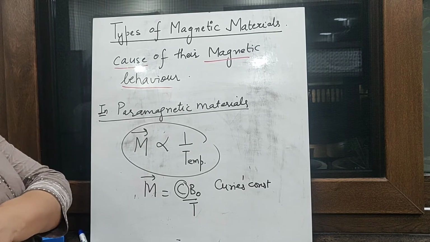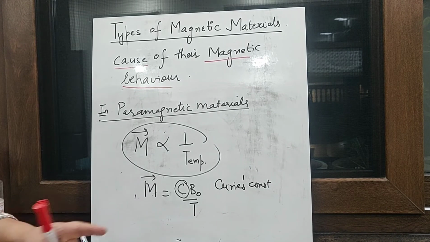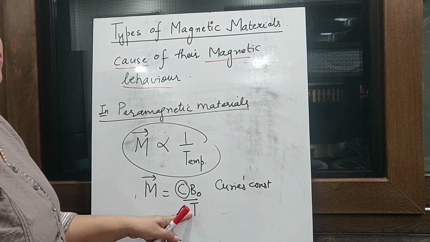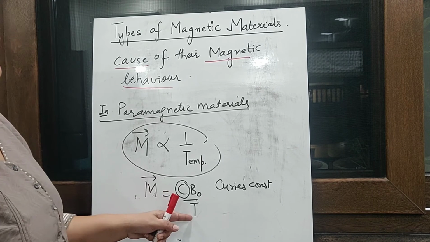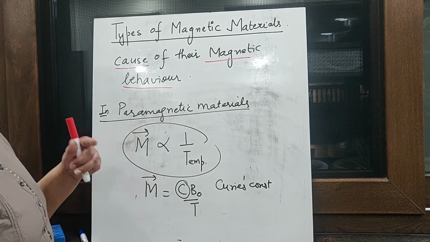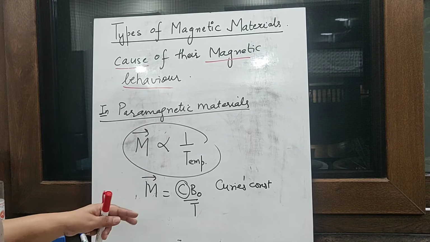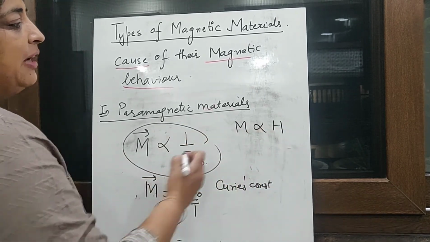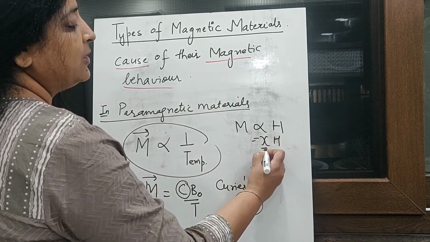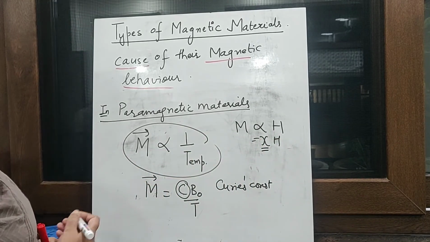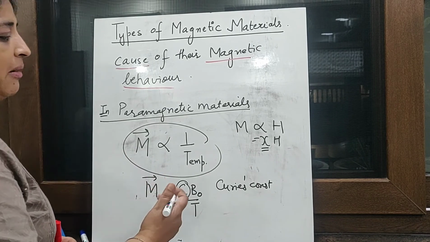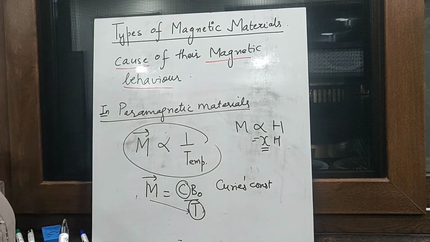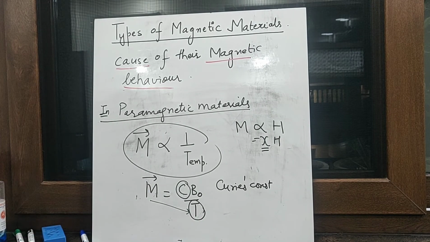So in paramagnetic materials, the magnetism M depends upon the temperature also. The magnetization of the sample depends upon temperature also. In the previous video you have learned that M was dependent on H. It was equal to chi into H. So it was depending upon chi, the susceptibility of the medium. Here you have learned that it depends on the factor temperature also. So this is one thing that I wanted to tell you.